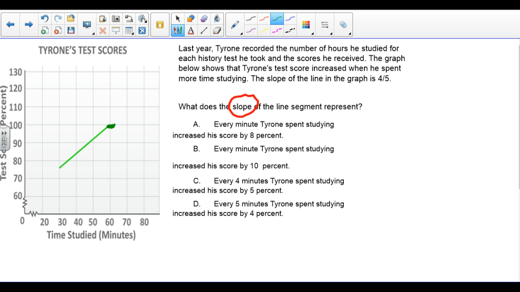And here it says, last year Tyrone recorded the number of hours he studied for each history test he took and the scores he received. The graph below shows that Tyrone's test score increased when he spent more time studying, and the slope of the line in the graph is 4 to 5. Alright, so here it is. The slope of the line is 4 to 5.